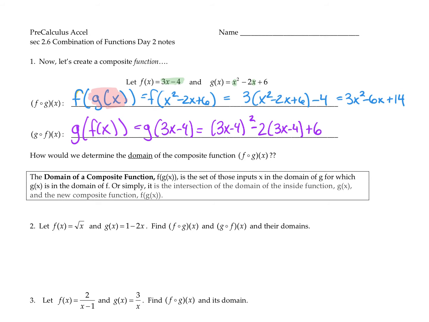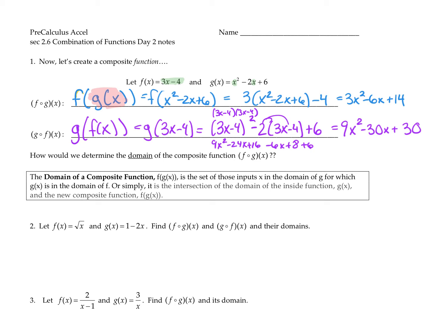Now, I would have to multiply this 3x minus 4 times itself, and the room here is not super sufficient, but I would get 9x squared minus 24x plus 16. I would distribute the negative 2. Once I combine like terms, I would get 9x squared minus 30x plus 30. So the inside function is going to get plugged into the x of the outside function.